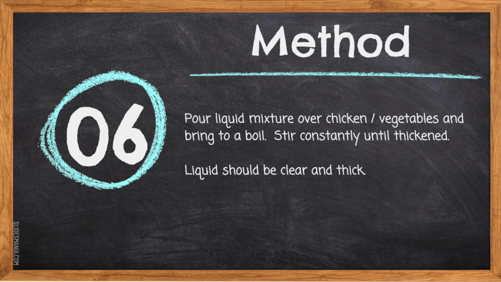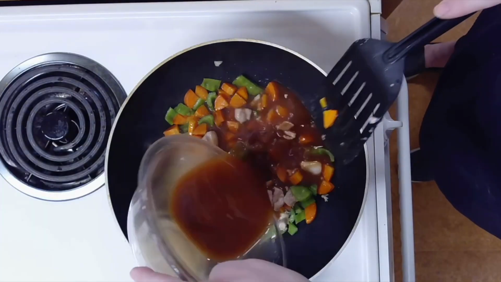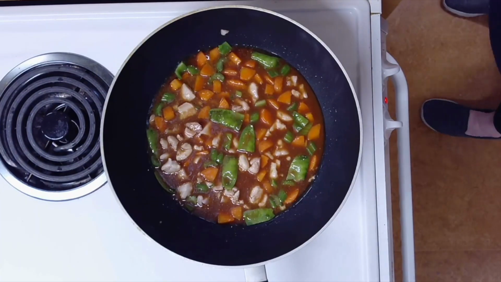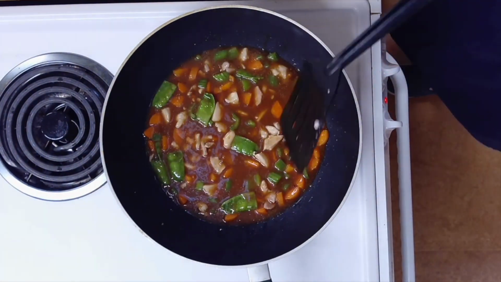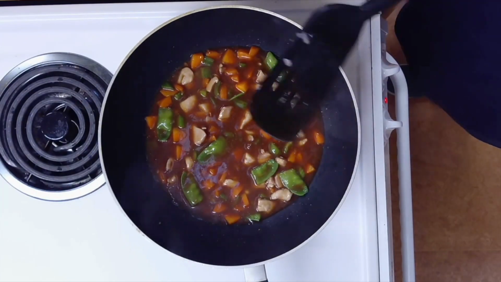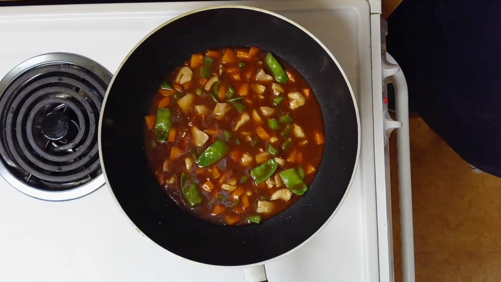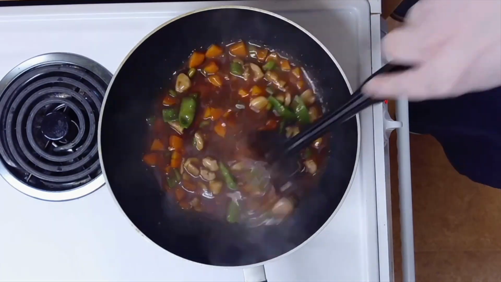Step 6. Pour liquid mixture over chicken, vegetables, and bring to a boil. Stir constantly until thickened. Liquid should be clear and thick. When you add the liquid to the hot pan, make sure you're constantly stirring. You don't want to have the cornstarch settle to the bottom and have the starch molecules stick together and clump up. You want to keep them moving so they have a chance to individually absorb the liquid.